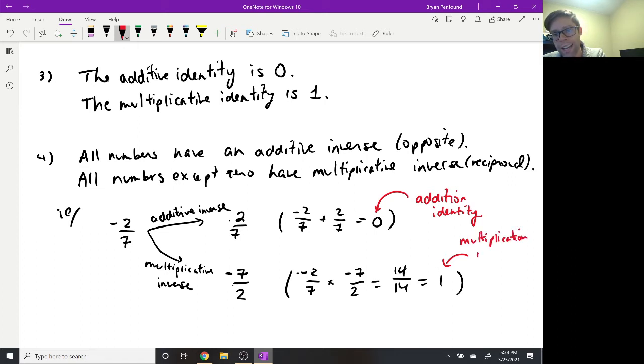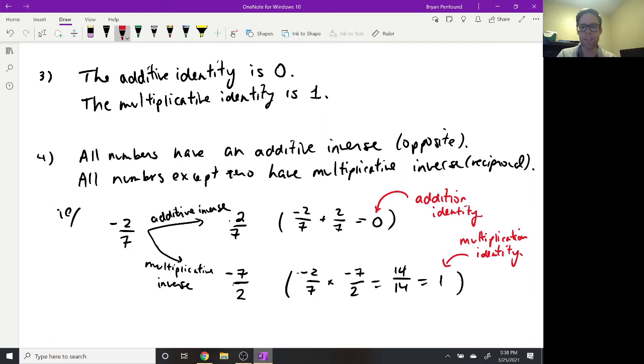Or multiplication identity, sorry. So that's how multiplication inverses work. We basically take the reciprocal, and it's the number that when we multiply the original one, we get back to the number 1. Now, because we're taking reciprocals, we're swapping the order of the numerator and the denominator.